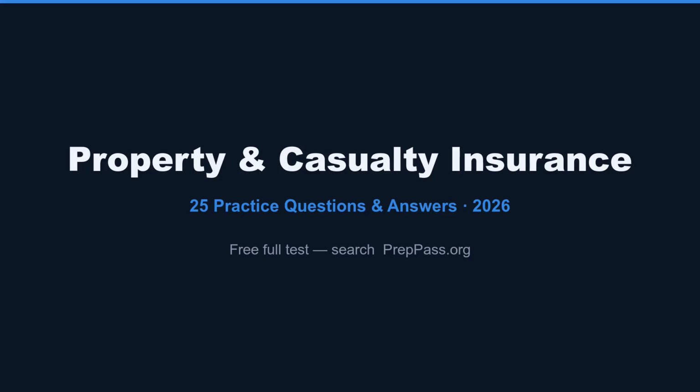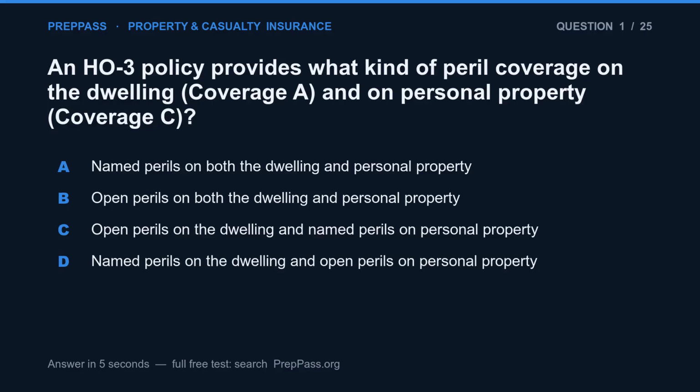Let's begin. Question 1. An HO3 policy provides what kind of peril coverage on the dwelling, coverage A, and on personal property, coverage C? A. Named perils on both the dwelling and personal property. B. Open perils on both the dwelling and personal property. C. Open perils on the dwelling and named perils on personal property. D. Named perils on the dwelling and open perils on personal property.